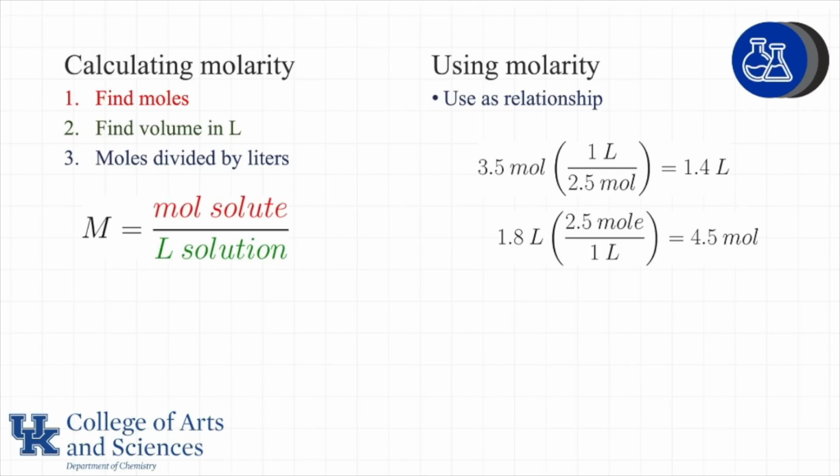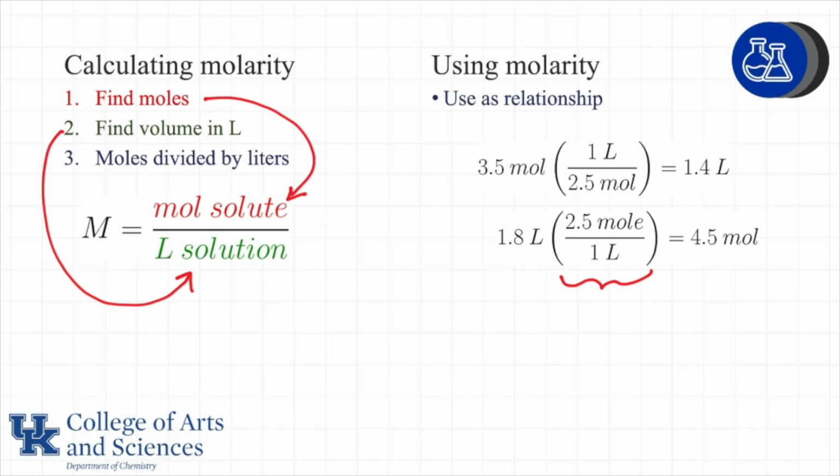When we're calculating molarity, we have to find the moles if we're not given the moles, and we plug that in. We find the volume in liters, plug that into our equation, and then we can do the math of moles over liters to find molarity. When we're using molarity, we see that molarity can be written as our relationship of moles over liters. So we can start with moles to get to liters or start with liters to get to moles. Once we have moles, we could also continue on to grams using the molar mass. This is just one relationship that we use in our toolbox to determine how to find the answer for a problem.